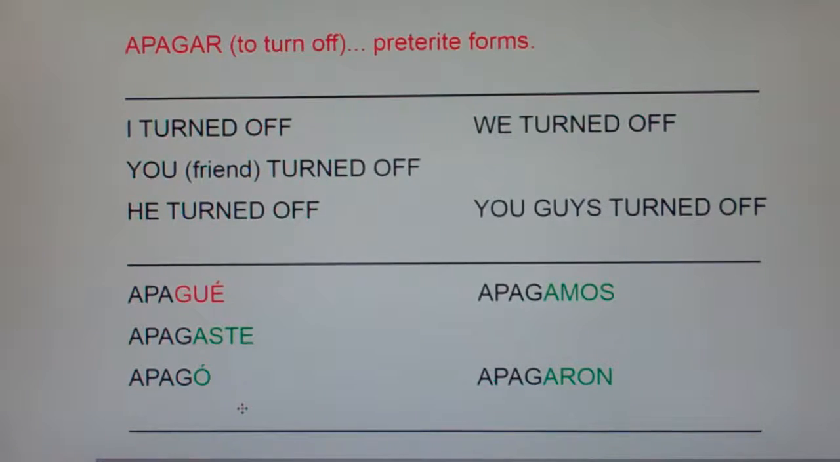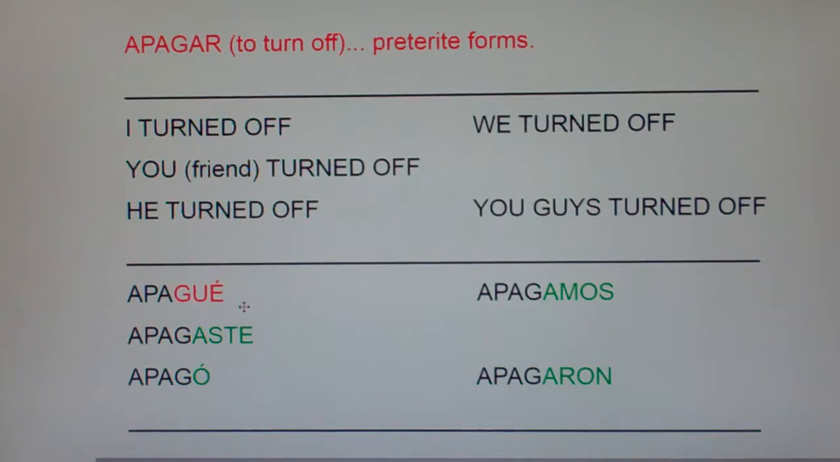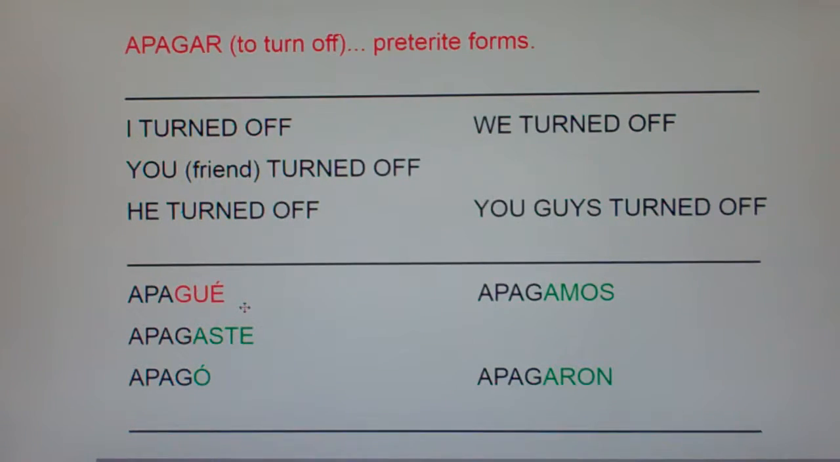Now, what you might have noticed too is the yo form is irregular. Like so many verbs in Spanish, if there's only one form of the verb that's irregular, it's going to be the yo form. Think about present tense. What's the only form of ir, ser, and estar that has a Y? The yo form. Why? Because it's used the most.